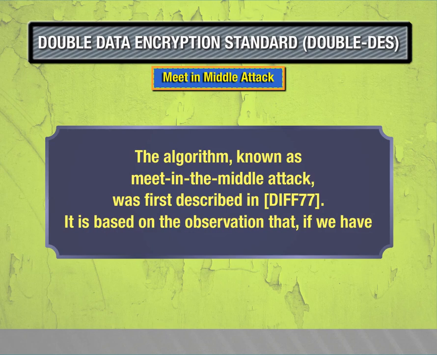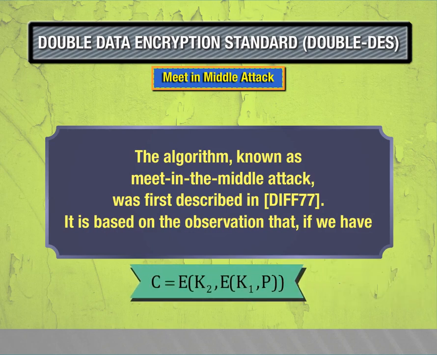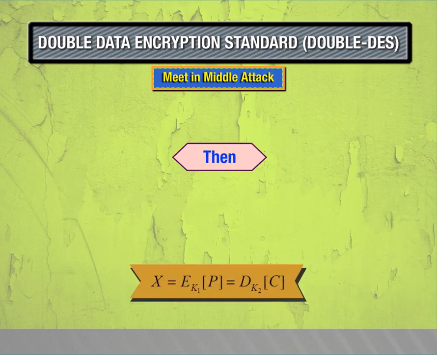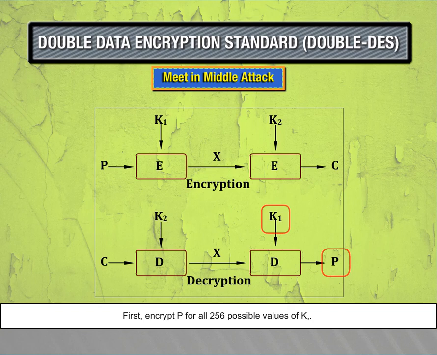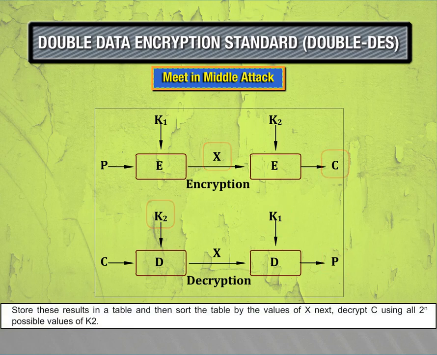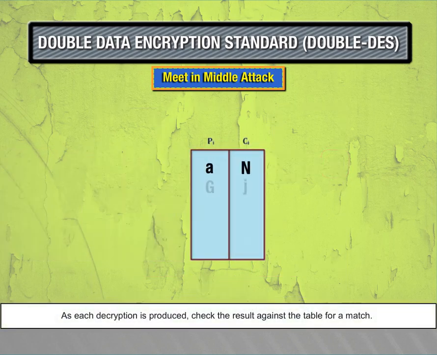It is based on the observation that if we have C = EK2(EK1(P)), then X = EK1(P) = DK2(C). Given a known pair (P, C), the attack proceeds as follows. First, encrypt P for all 2^56 possible values of K1. Store these results in a table and then sort the table by the values of X. Next, decrypt C using all 2^56 possible values of K2. As each decryption is produced, check the result against the table for a match.